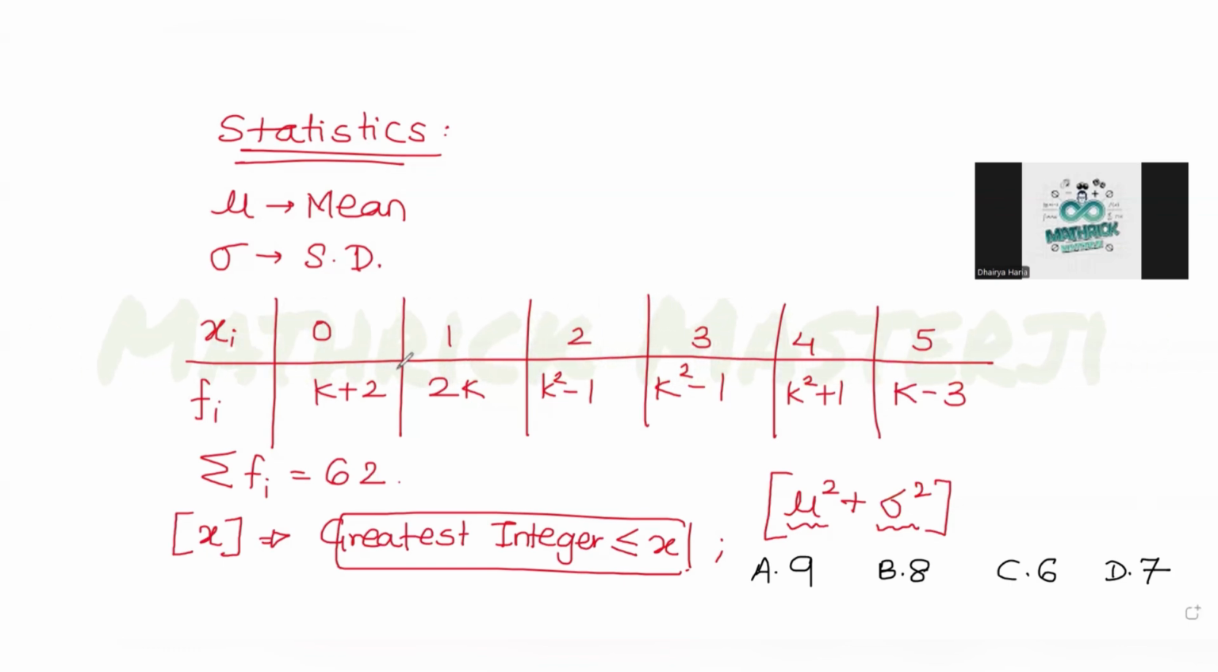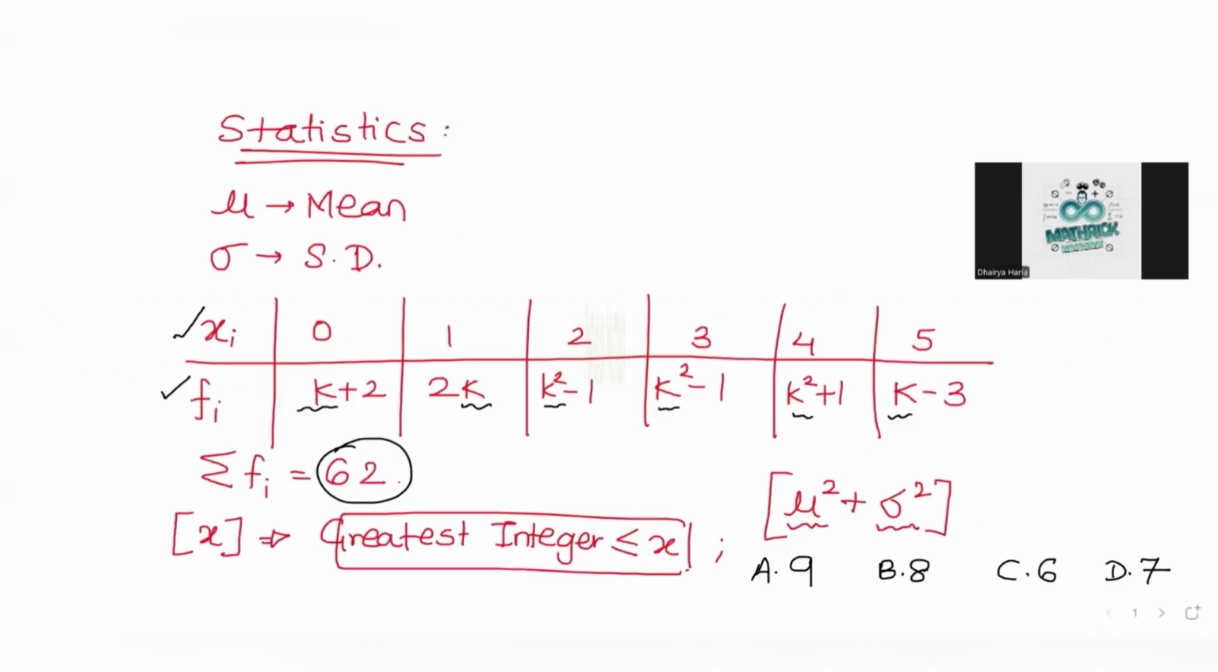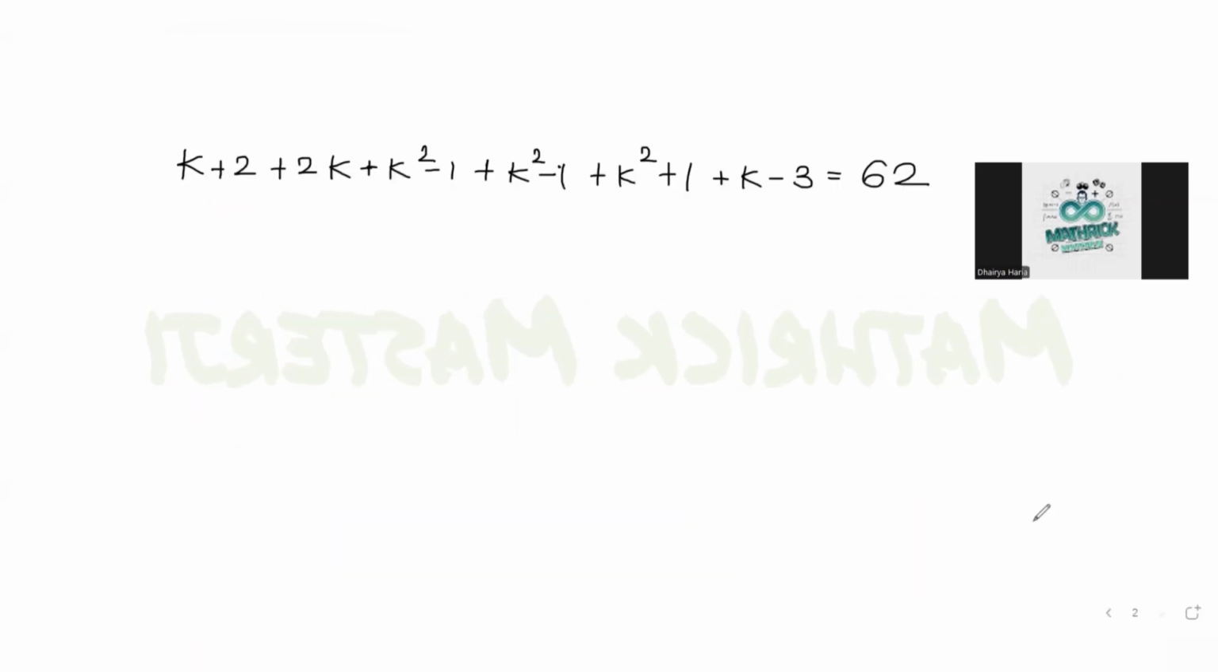So let's try to solve the question first. First, let's evaluate the frequency distribution correctly. For that, we need to find the value of k. We have been told that the summation of all these frequencies is 62. So if I find the sum of all the frequencies, I get k plus 2 plus 2k plus k square minus 1 plus k square minus 1 plus k square plus 1 plus k minus 3 equals 62. I've added all the frequencies: k plus 2, 2k, k square minus 1 two times, k square plus 1 and k minus 3.